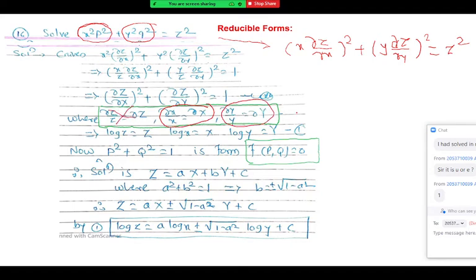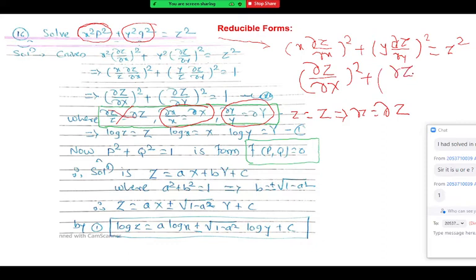Instead, we use the substitution that small z is equal to capital Z, so small ∂z is equal to capital ∂Z. So this will become (∂Z/∂X)² + (∂Z/∂Y)² = Z², because we replaced z by capital Z. So it comes in the form p² + q² = Z². Now this is in the form of p, q, Z. It is form 2 now, so you can solve it by case 2 and you will get the equivalent answer.